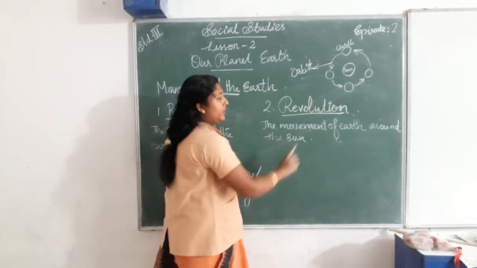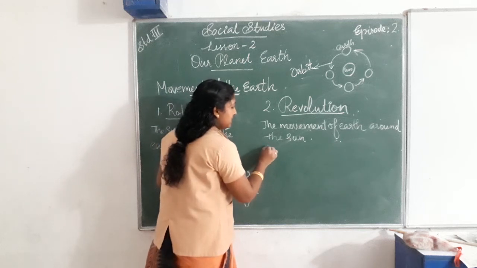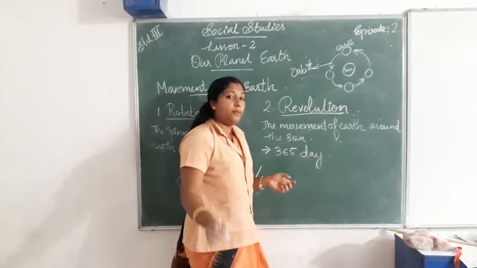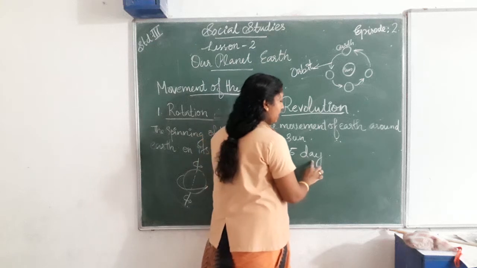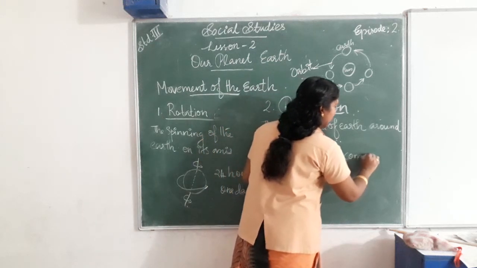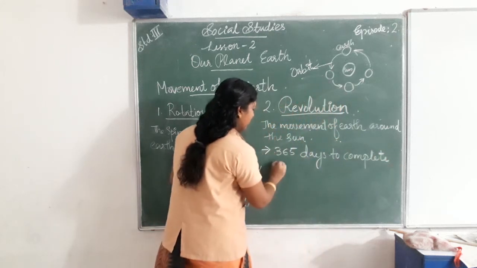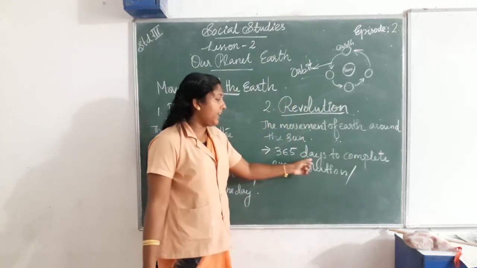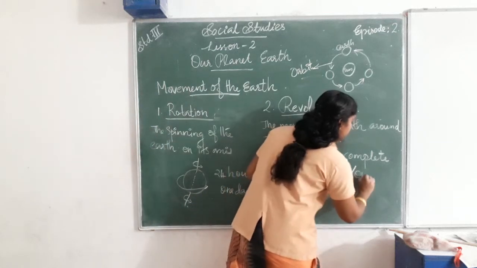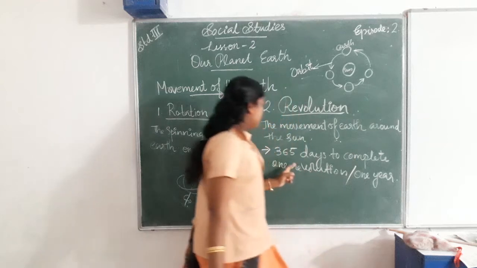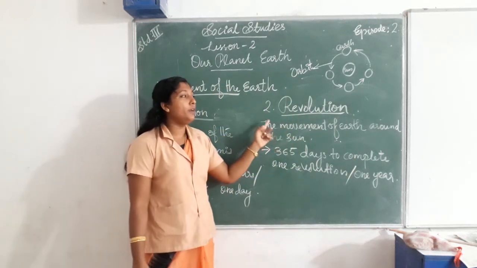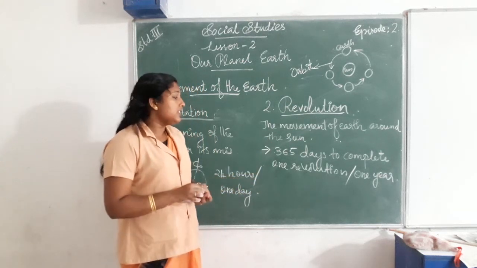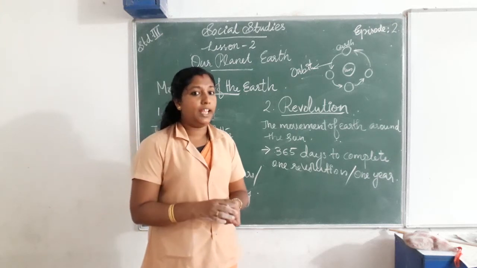Then revolution, the movement of earth around the sun. The earth takes 365 days to complete one revolution. 365 days means 1 year. So once again, what is revolution? The movement of earth around the sun is called revolution. The earth takes 365 days or 1 year to complete one revolution.